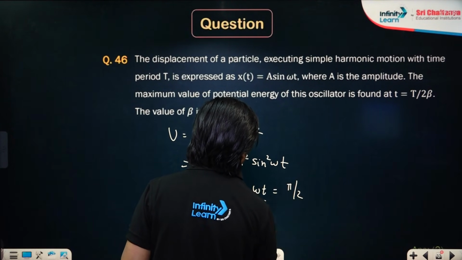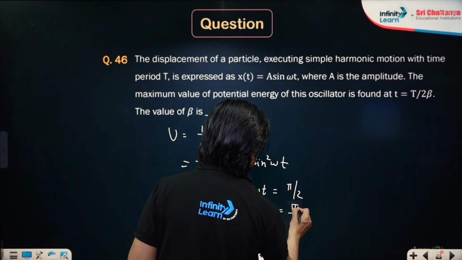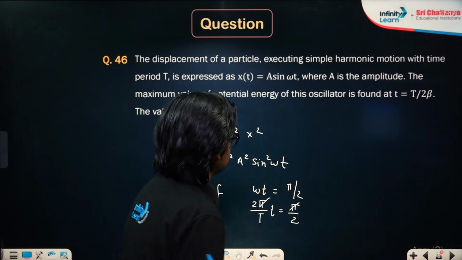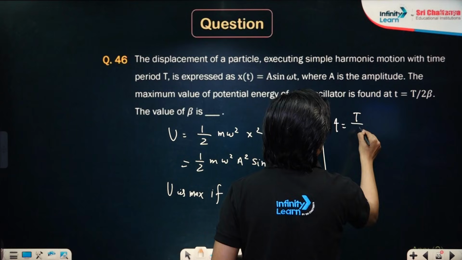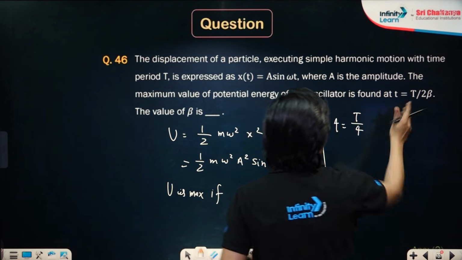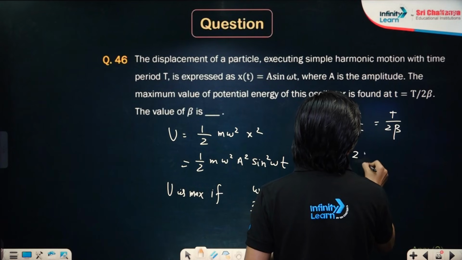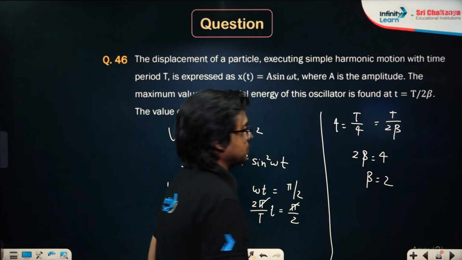So 2 pi divided by capital T into small t is equal to pi by 2. Pi and pi cancel out. So you can write small t is equal to capital T by 4. But according to the question, it is capital T divided by twice of beta. Now you can write twice of beta is equal to 4. Beta is actually equal to 2.